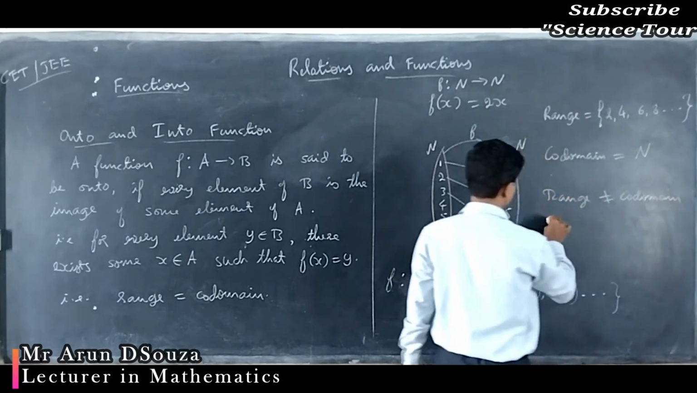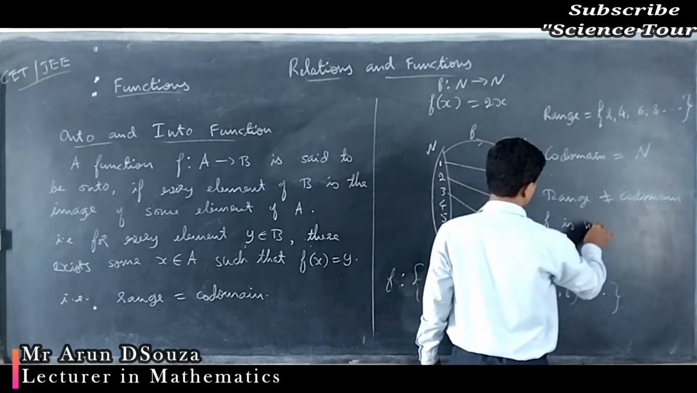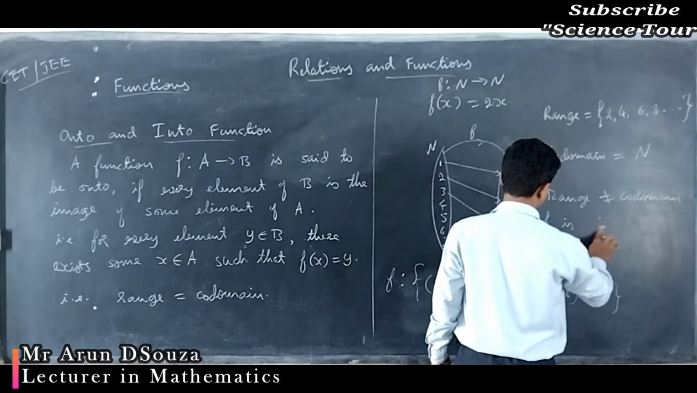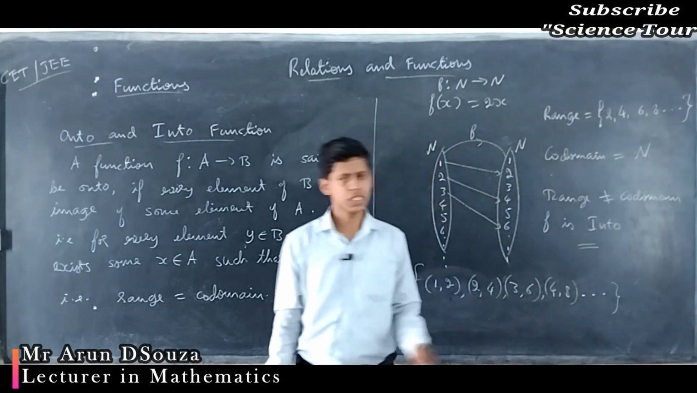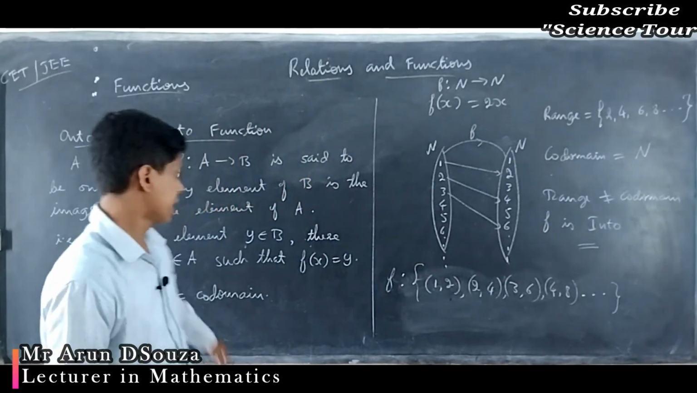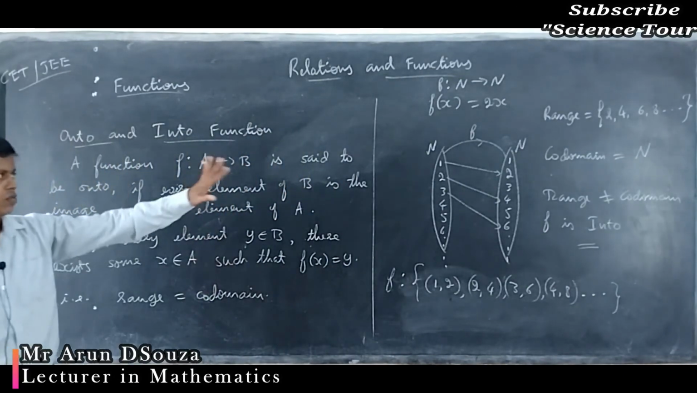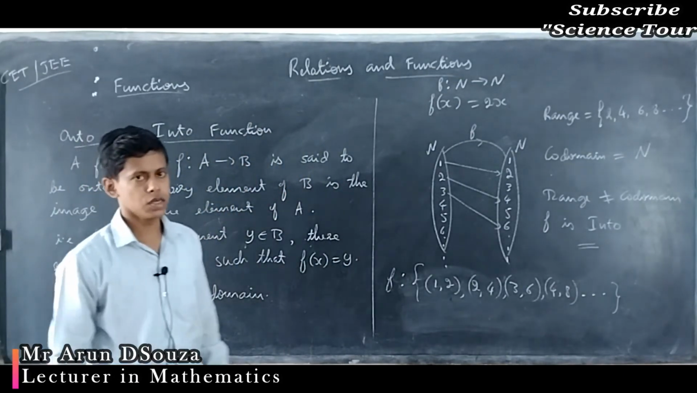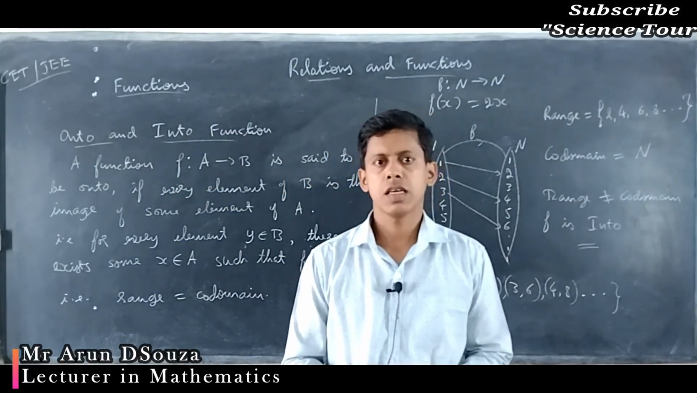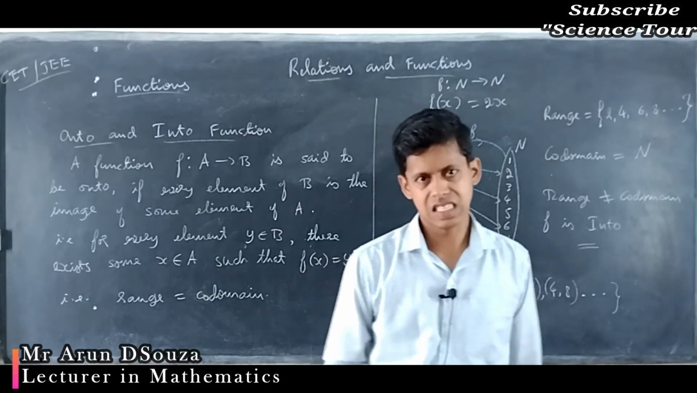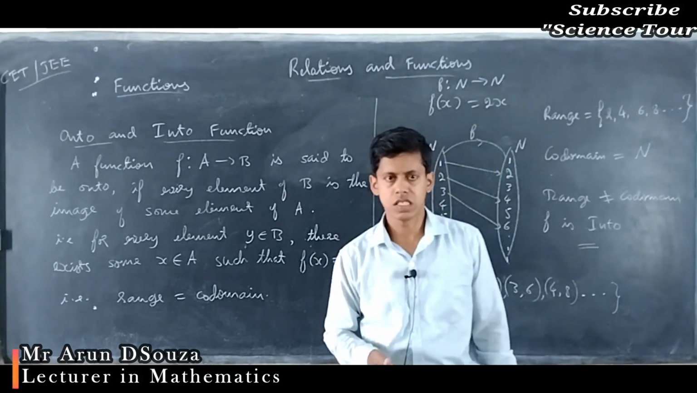So what do you say? f is not onto, or you can say f is into. So f is into. That explains these three things with an example. I hope you understood. Let's move on to the next thing, that is solving a few examples related to these concepts.